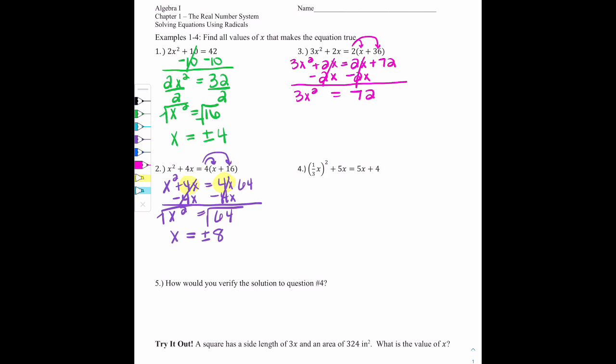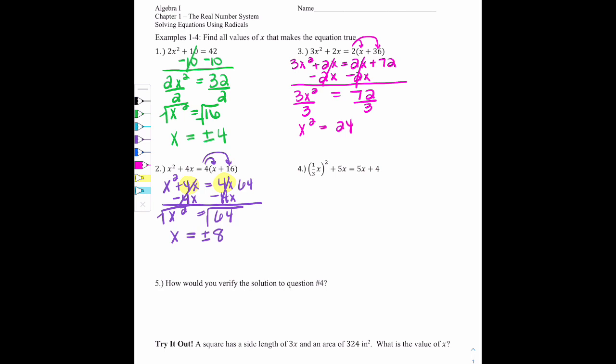gone, equals 72. Now I can't take the square root yet because we're not allowed to do that, remember, until x squared is completely alone. Right now it's 3x squared, or in other words, it's being multiplied by 3. So the opposite of that, to undo it, the inverse operation, would be to divide by 3. Whatever we do to one side, we must do to the other. So we end up with x squared equals 24.